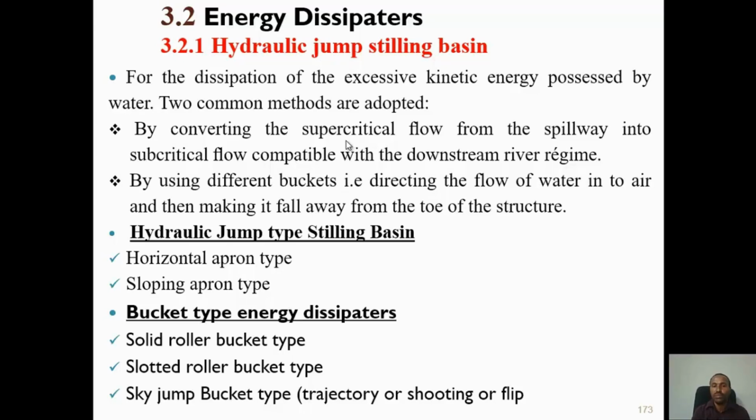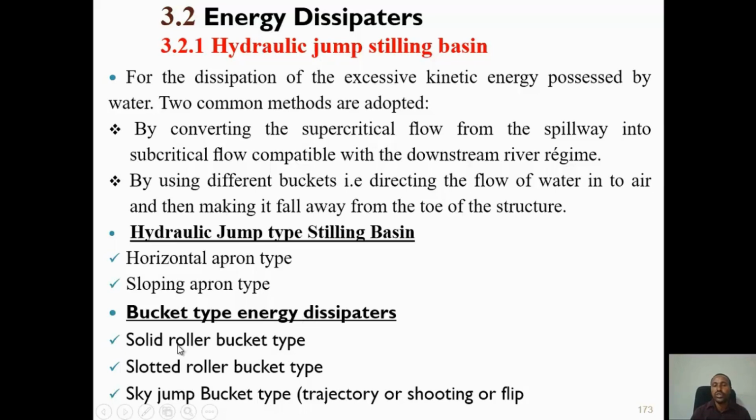For the hydraulic jump type stilling basin, you have the horizontal apron type or the sloping apron type. Sometimes you may provide sloping or horizontal. We will see the design of bucket type energy dissipators. What type of bucket are you going to use?